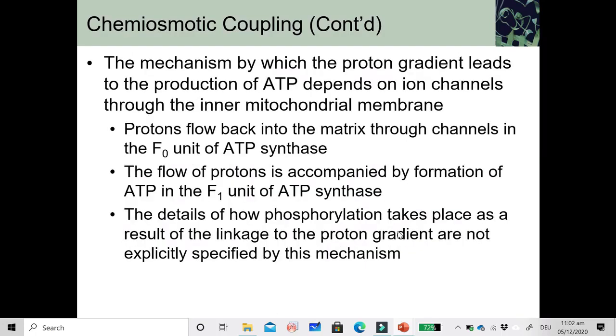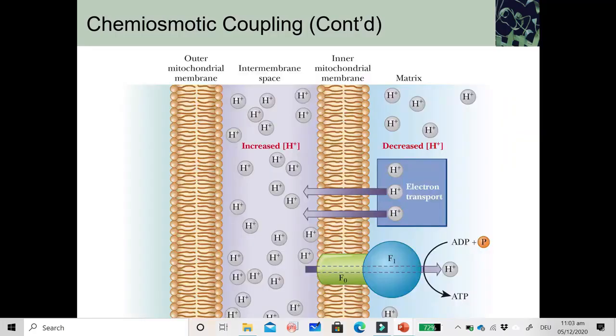Now, the mechanism by which the proton gradient leads to the production of ATP depends on ion channels through the inner mitochondrial membrane. As I mentioned before, the protons flow back into the matrix through channels in the F0 unit of the ATP synthase. The flow of protons is accompanied by formation of ATP in the F1 unit of ATP synthase. The details of how phosphorylation takes place as a result of a linkage to the proton gradient are not explicitly specified by this mechanism, but we can of course make some conjectures. As you are going to learn more, ATP is synthesized through conformational changes.